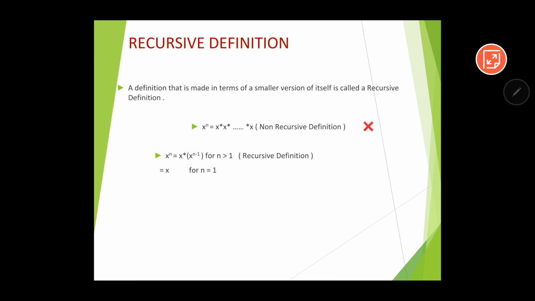For example, 2 to the power 1 is how much? 2 to the power 1 is 2 itself. And if n is equal to 0, then we get the answer as 1, since we know that any base to the power 0 is always 1. So this is known as a recursive definition. In this chapter, we will basically be dealing with only the recursive definition.